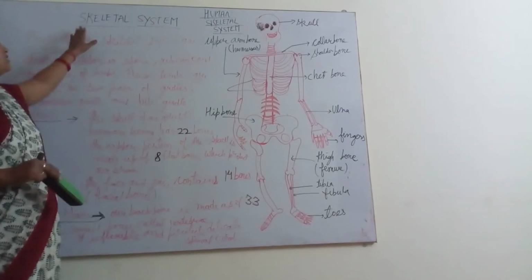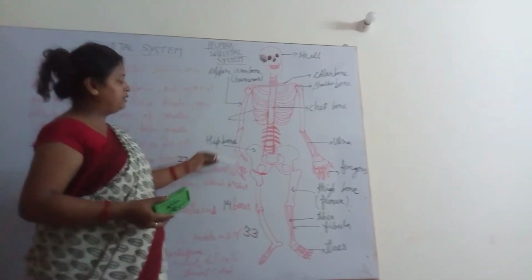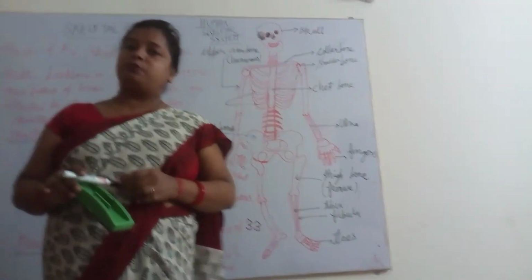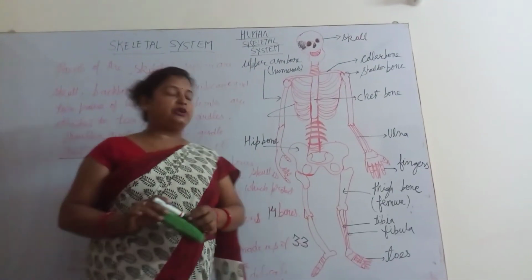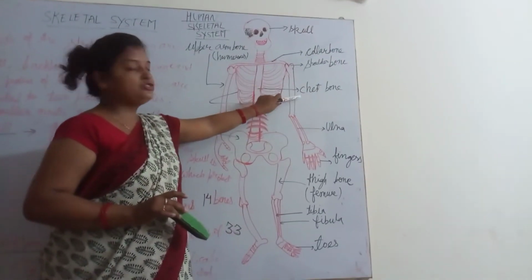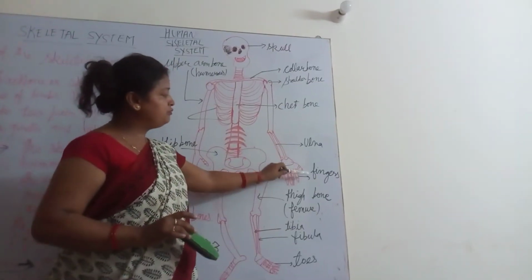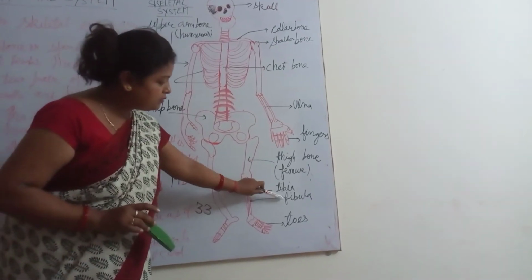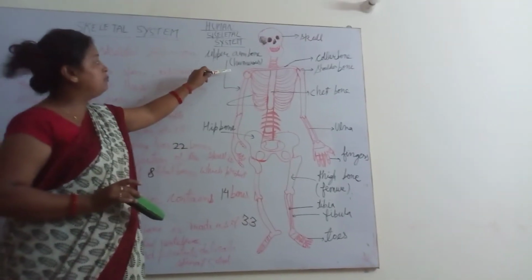Now in this chapter we will study the skeletal system. Look here, this is the diagram of the skeletal system. The skeletal system gives shape to your body, provides support, and gives smartness to your body. Here is the skull, the collarbone, the shoulder bone, and the chest bone. Your lungs are safe because of the chest bone. Here are the ulna, fingers, the thigh bone, that is the femur, tibia, fibula, and toes. This is the hip bone and this is the upper arm bone, that is the humerus.